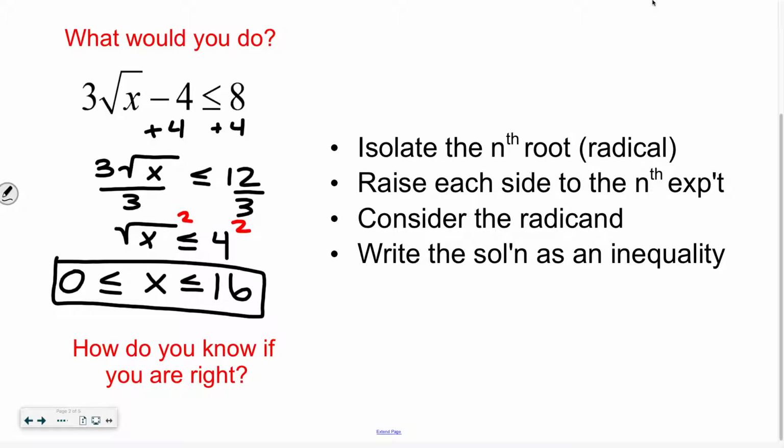Now, can anybody tell me, could you think of a time when I don't really care about the radicand? Never.